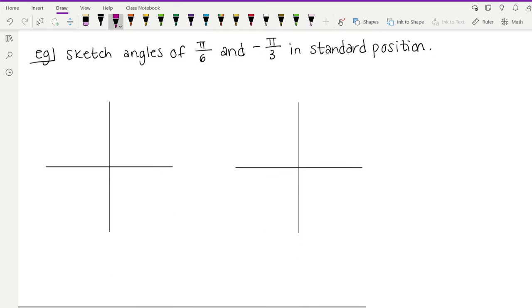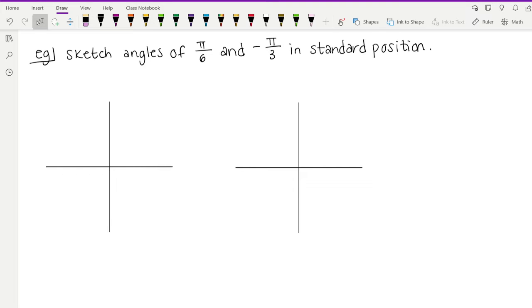Okay, so what I would like you to do is pause the video and sketch the angles pi over 6 and negative pi over 3. So those are angles, remember, measured in radians. Sketch those in standard position. So you're going to want to probably convert those to degrees unless you're already super familiar with radians, and then go ahead and sketch them.